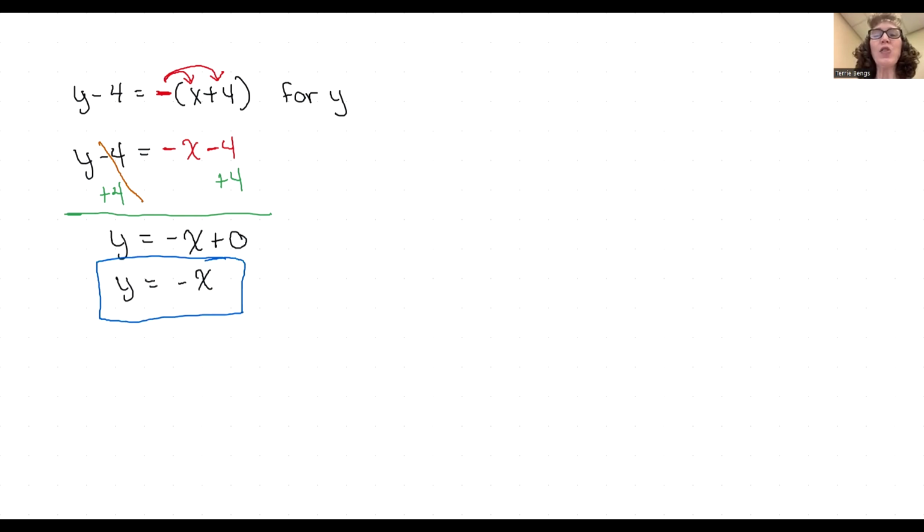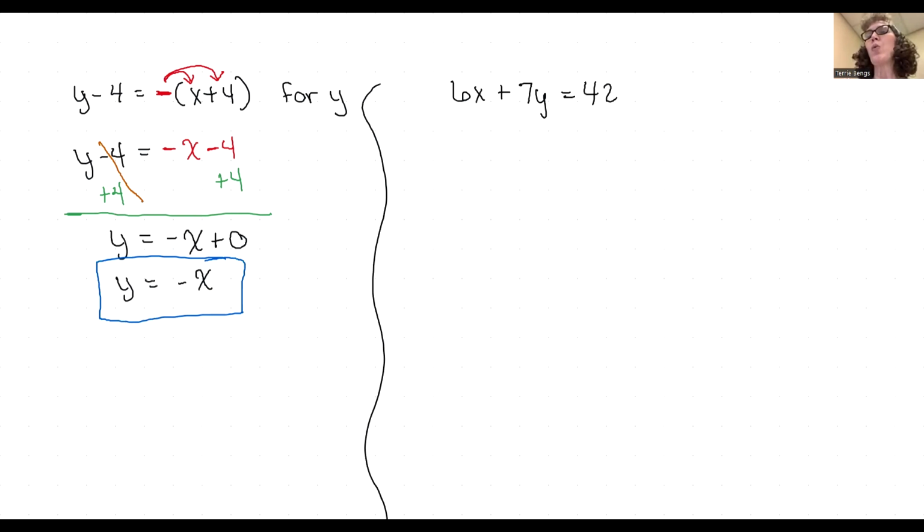All right, so let's try one more here. We're going to try 6x plus 7y equals 42, and we're going to solve for y. So here we go again. We want to keep y on one side of the equal sign by itself and everything else on the other. The last thing we're going to touch is that 7y. We'll deal with it in a minute.